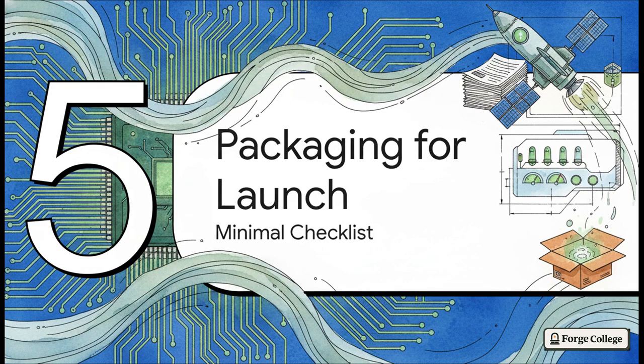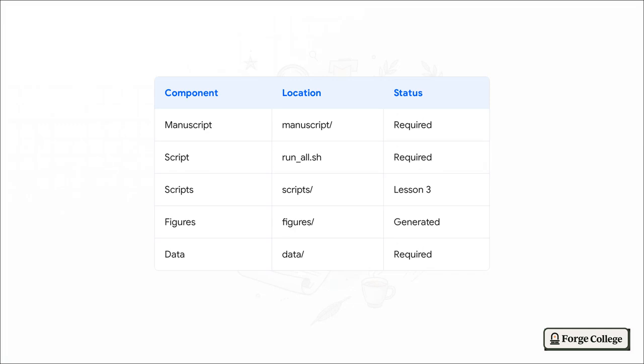Okay, Section 5, Packaging for Launch. Here is your absolute minimal checklist. Your diagnostics are green, so let's pack this up. You've got your final manuscript PDF sitting neatly in the manuscript folder. You've got your top-level script ready to go, your analysis scripts, those gorgeous generated figures and tables, and of course, all your data manifests and appendices are in their perfectly designated spots.